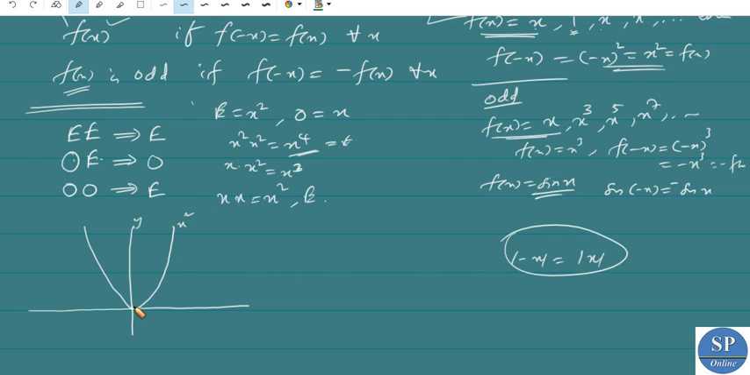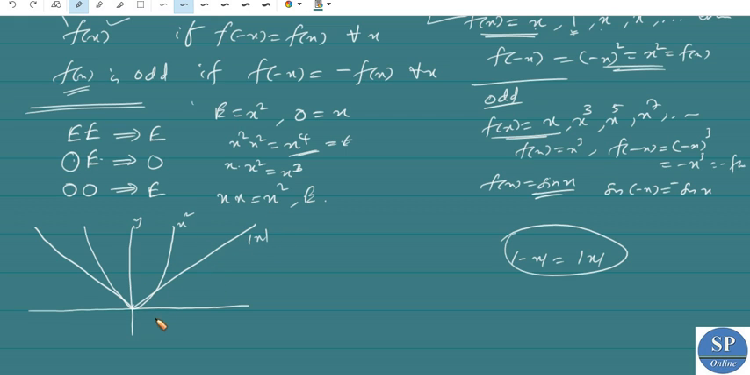So we know the graph of mod x is like this. Here also we can say that these lengths are equal, these lengths are equal, these lengths are equal, etc. So this is symmetric about the y-axis. Okay, this is the graph of mod x.